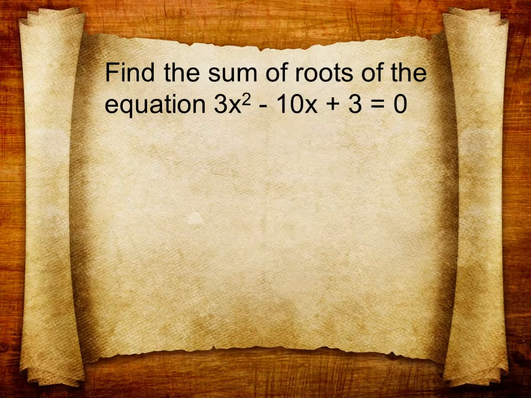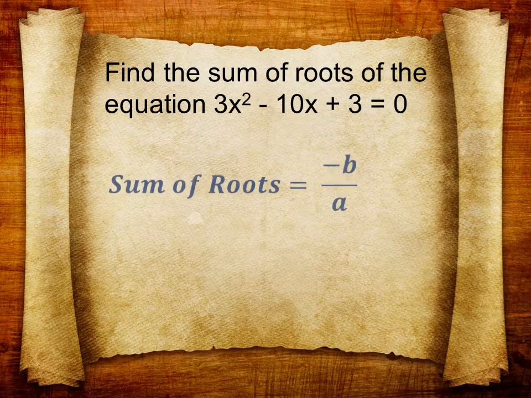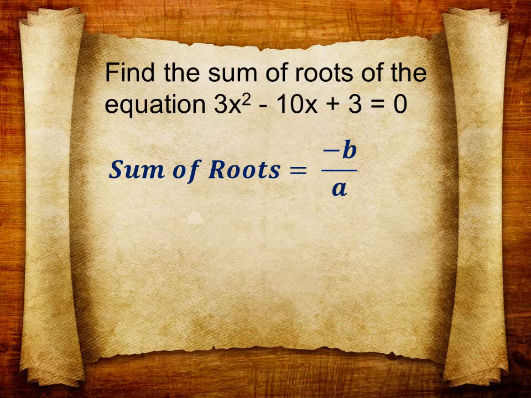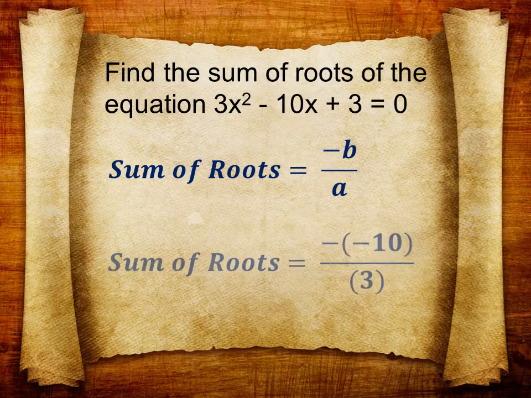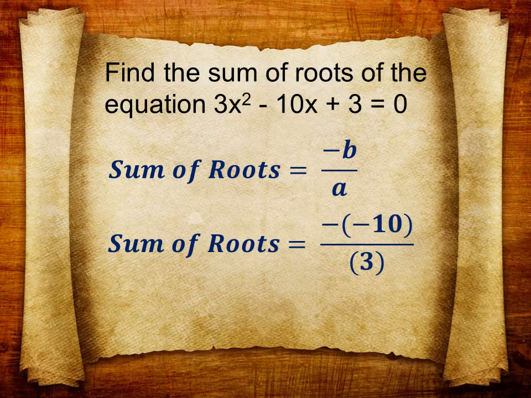Okay, for example, find the sum of roots of the equation 3x squared minus 10x plus 3 equals 0. So we need to look for the sum only. So the formula is negative b over a. And then we will substitute what is our b. So our b is negative 10 and our a is 3. So substitute. Sum of roots is equal to negative, the quantity, the value of b which is negative 10, over the value of a which is 3.